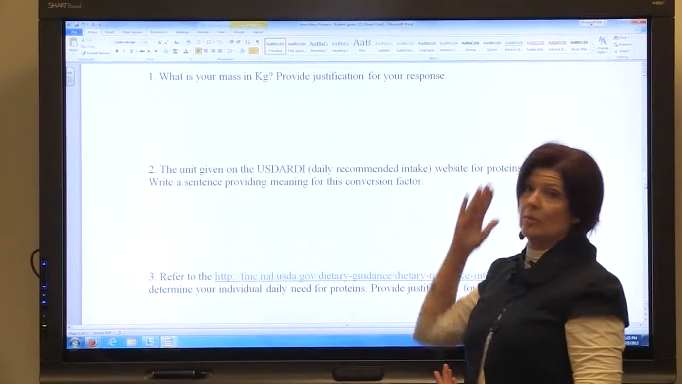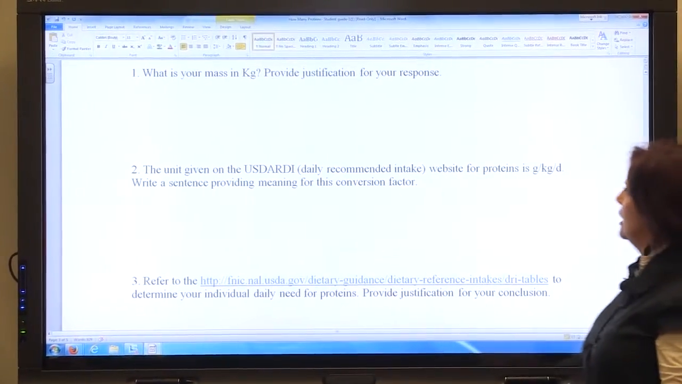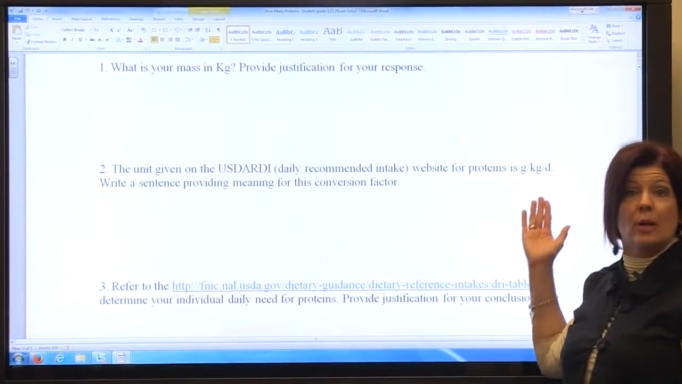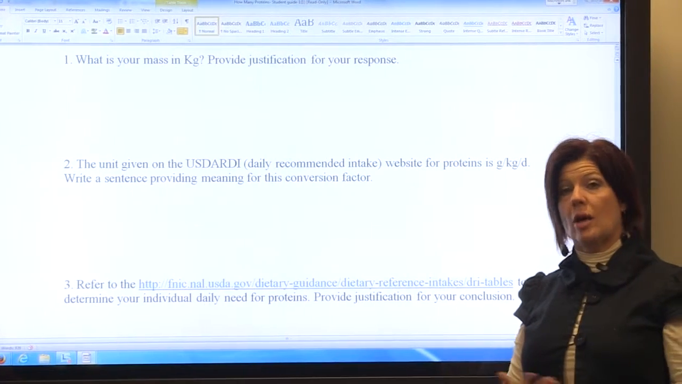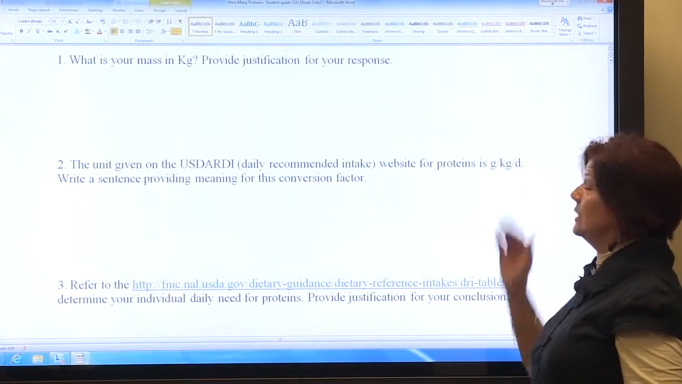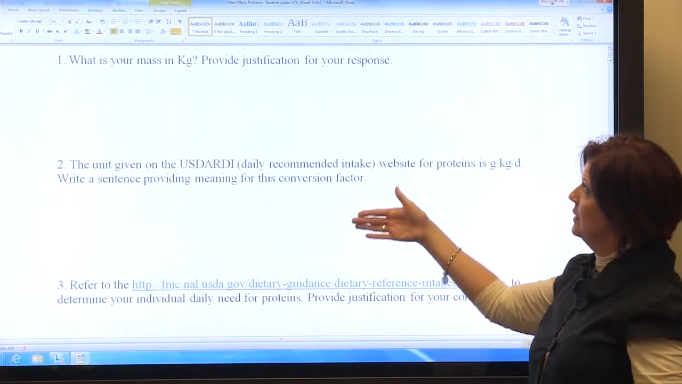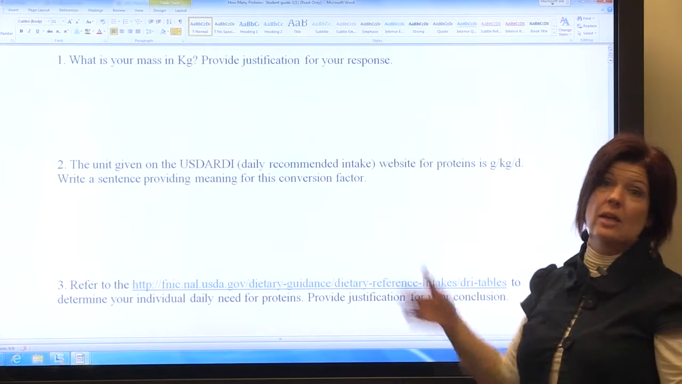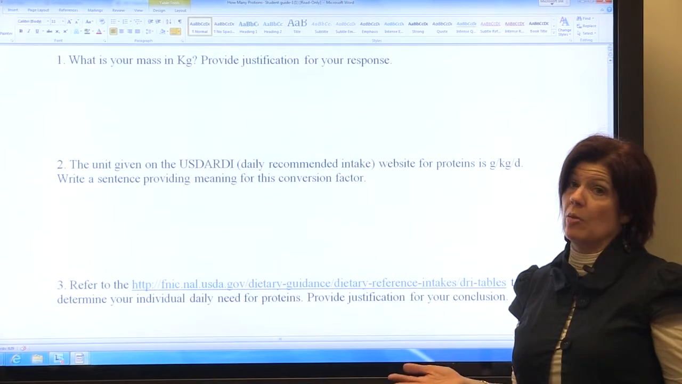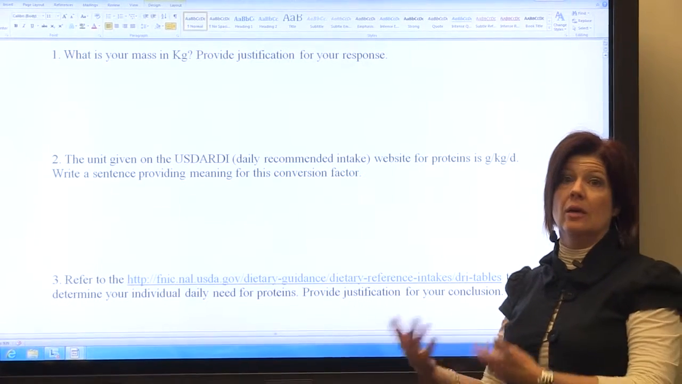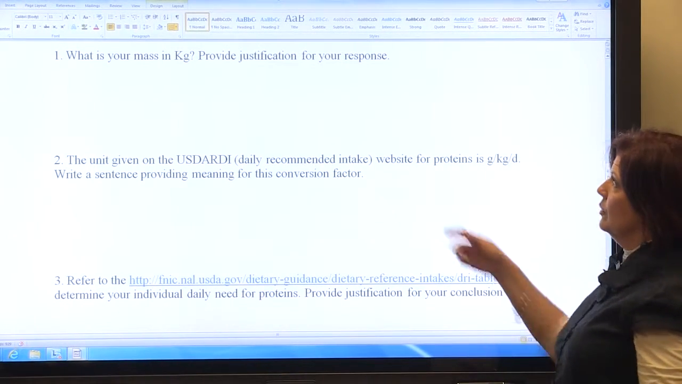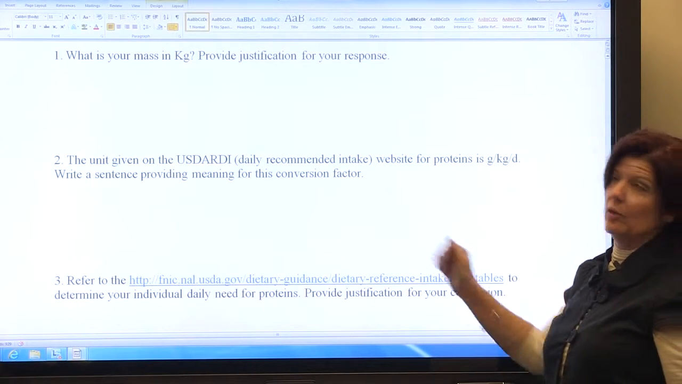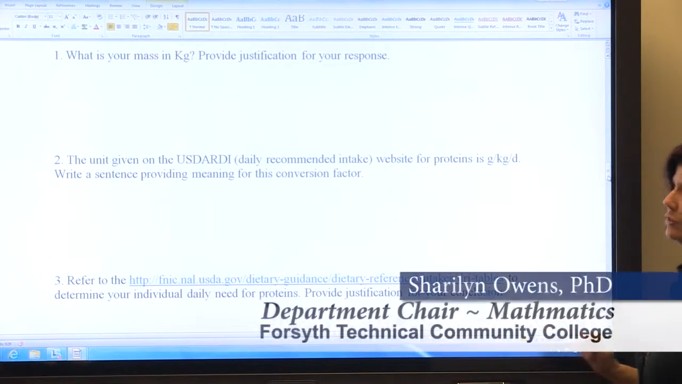We're measuring in grams and kilograms, and a unit called grams per kilogram per day. These are things that you will need to describe in your lab. Write a sentence explaining what these units of measure mean. They're not units of measure we probably run into. We operate in pounds and tablespoons and units that might not be as familiar to you. So be sure you familiarize yourself with the units.